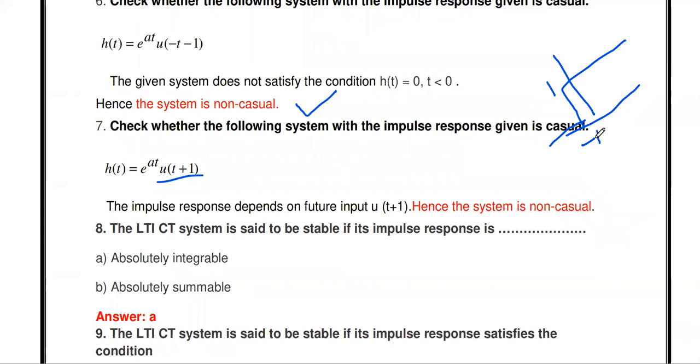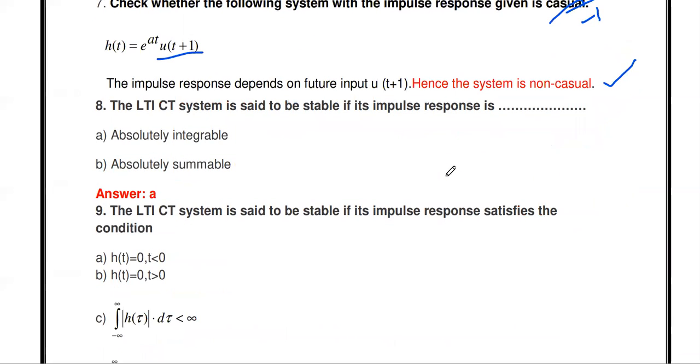So for the negative time, this h of t is available. So it does not satisfy the condition h of t equal to 0 for t less than 0, since the h of t is available during the interval minus 1 to 0. So that's why this system is said to be a non-causal system. If the given h of t is available only for the positive duration from 0 to infinity, the system is said to be causal. If h of t is available for the negative time duration, the system is said to be non-causal. These are all the things about the causal system.